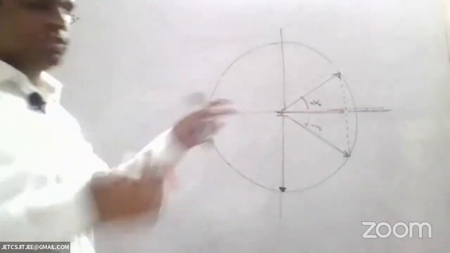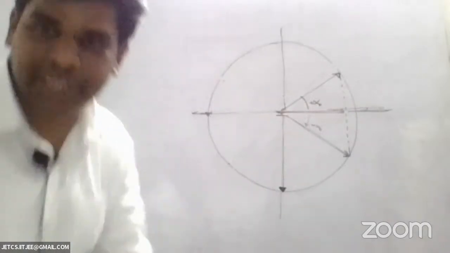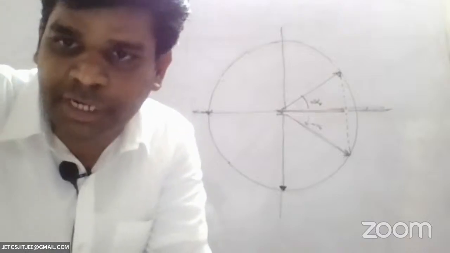This is cos alpha and that is cos minus alpha. Positive, excellent. That's absolutely right. Positive is absolutely right, students.